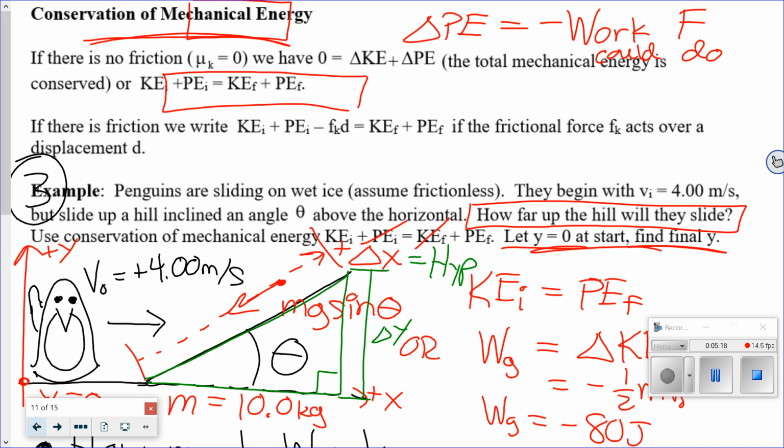So when I picked it up, we have to go way back in time. When I picked the pen up and lifted it, I spent some of my chemical, biological energy to get it up there, and I stored gravitational potential energy in it. So I gave gravity some potential energy and spent mine.